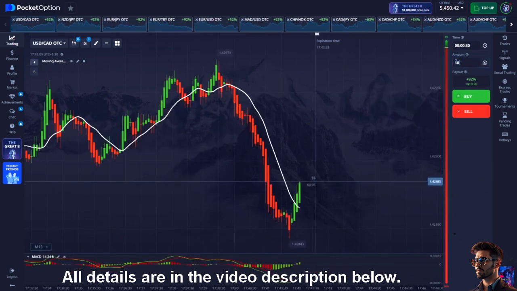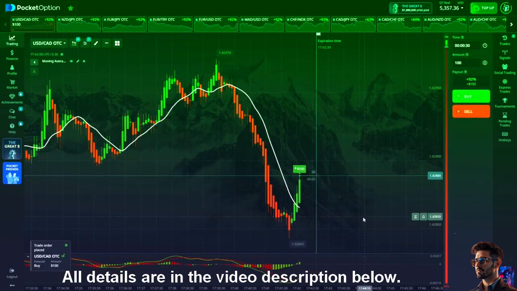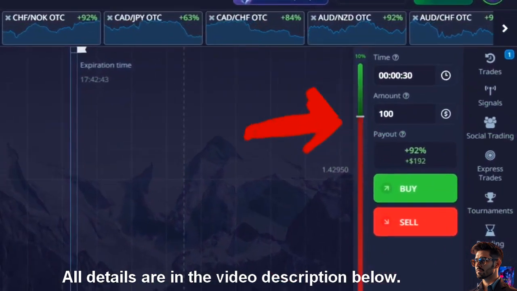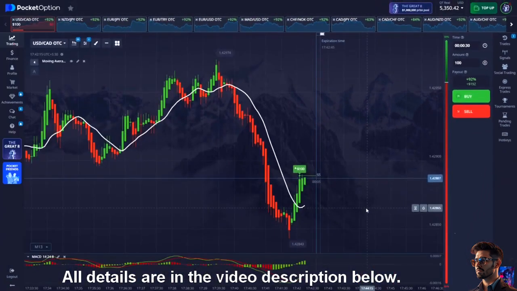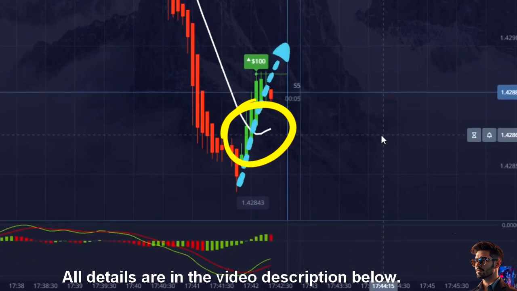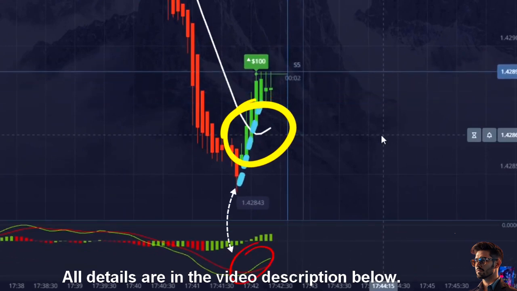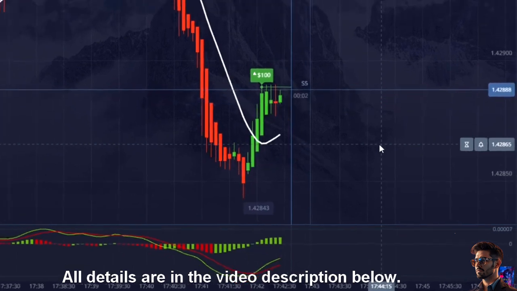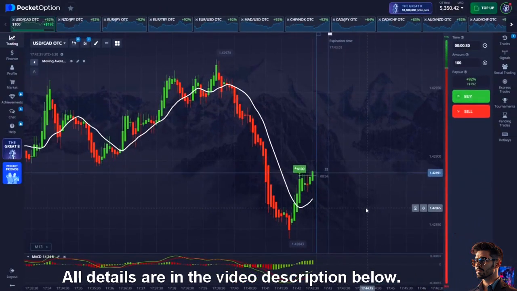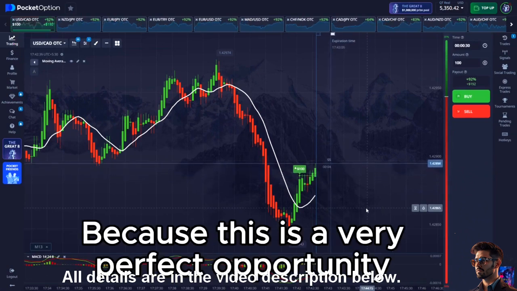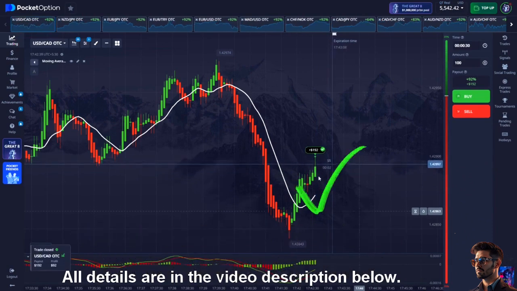Here, I got an opportunity for the upward direction. So I took a trade here back to the amount of $100. I took this trade because the market crossed the line of moving average in the upward direction, and MACD also crossed each other so properly. That's why we took a trade here for the upward direction. The market is forming a bit of small candles, but I know this is going to be a win, because this is a very perfect opportunity. So here you can see that our trade is a win and we have made our profit.